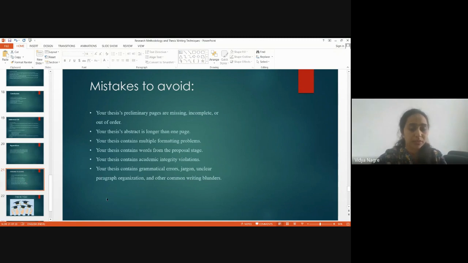Your thesis should not contain words from the proposal stage. So you have to make sure while writing your thesis, especially make sure about the tense which you are using. Because when you propose for your research, in a research proposal, you write, I will be conducting, not I exactly, the researcher will be conducting research on a certain area. So this will be future tense in a research proposal.